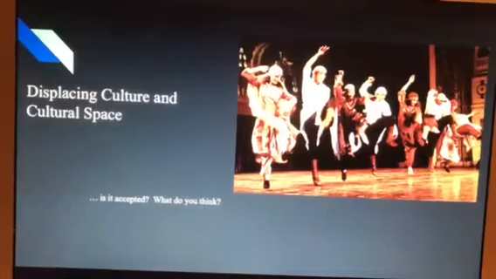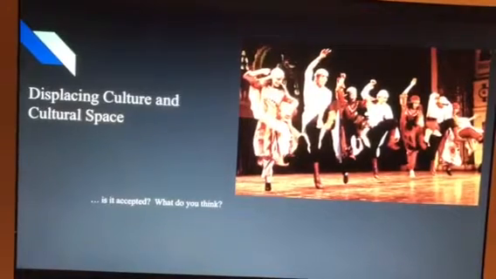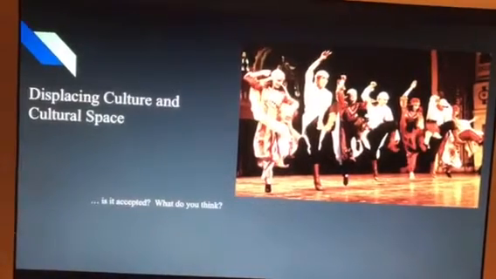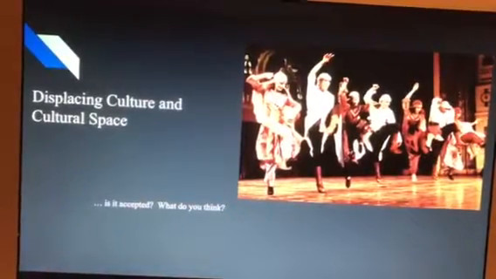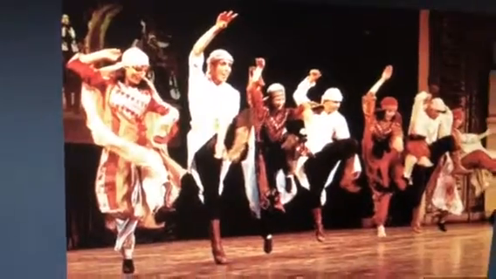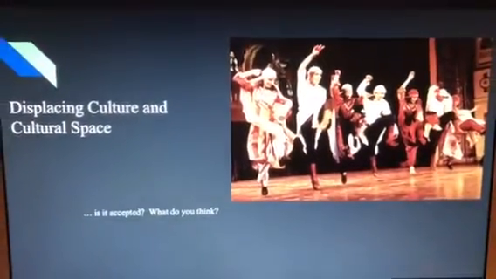Displacing culture and cultural space. Displacing culture is the nature of the cultural space and the relation between culture and place. As you can see in the picture, this is the traditional dance of Jordan, which is called Dibke. Do you think it is accepted if I just walk into the Union at Valparaiso University and start dancing like this?